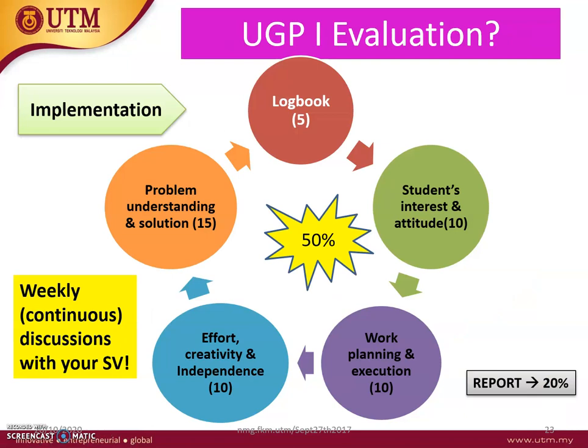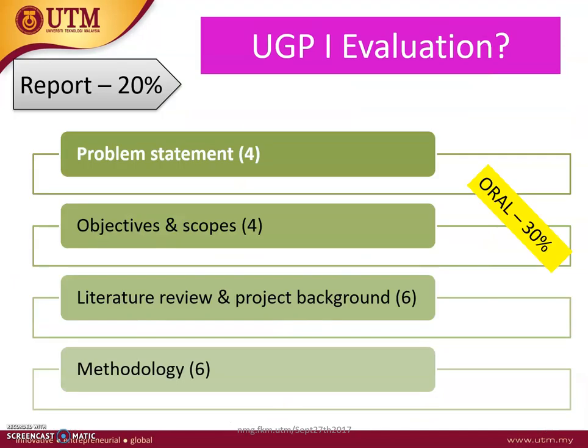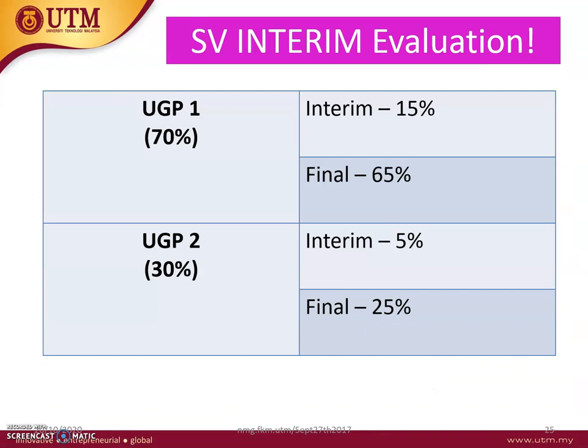For the UGP 1 evaluation, the implementation is worth 50%, the report is 20%. That means your supervisor is responsible for 70%, and the oral, the video at the end of UGP 1, is worth 30%. The 20% from the report must have the problem statement, objectives and scopes, literature review and project background, methodology. And the oral, which now turns into a video presentation, is worth 30%.